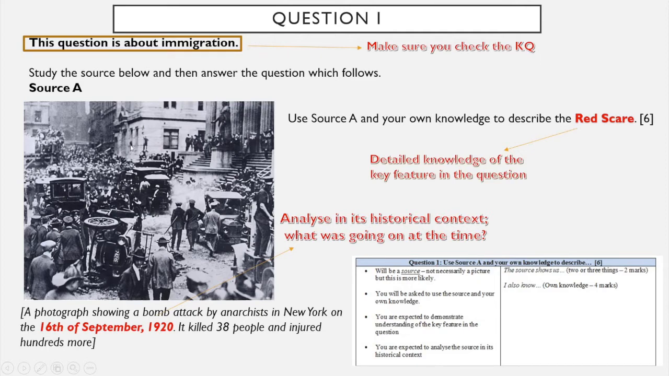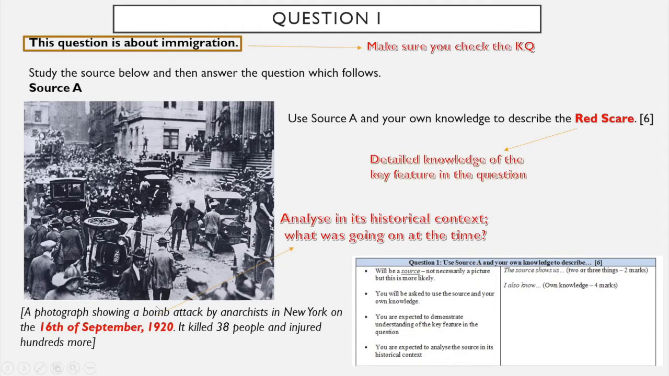So from the source, obviously you're pulling out pieces of information. It's an anarchist, and you'd pull out what you can see. So you can see that there's lots going on. There's debris, there's obviously a bomb gone off, there's a lot of people there, it's obviously a protest, that kind of thing. So pull that kind of information from it as well. And then bring your own information in about things like the Palmer raids, things like the strikes and the events connected to anarchists that I've just talked about.